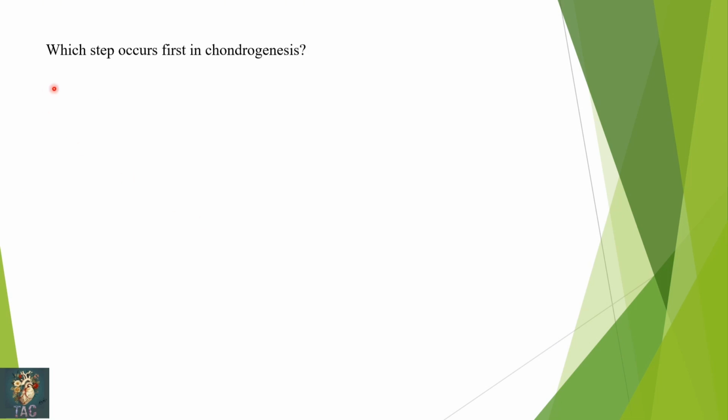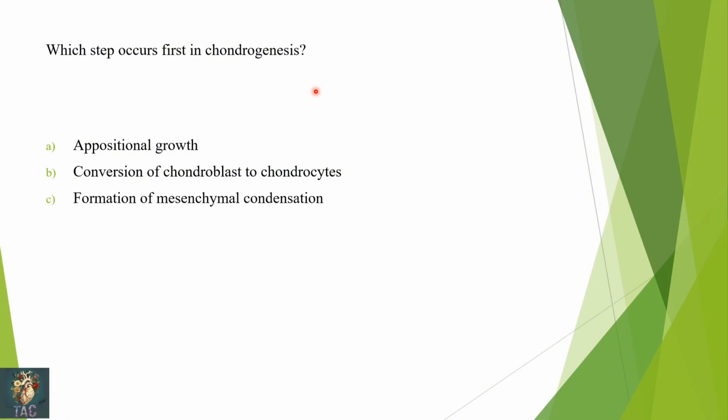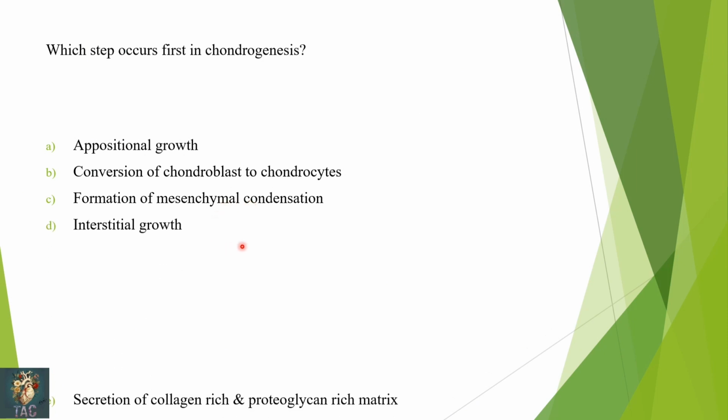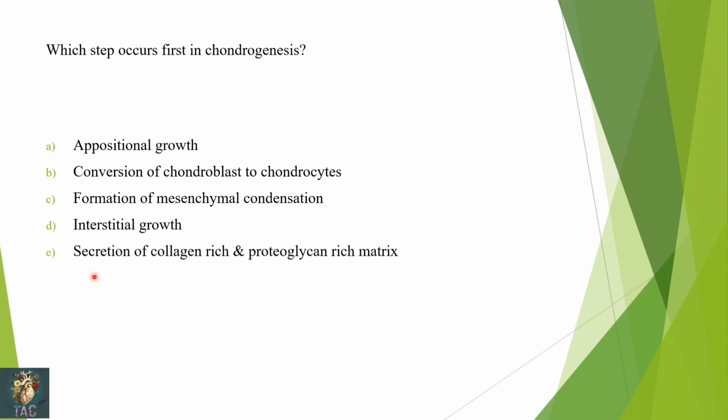Next is, which step occurs first in chondrogenesis? That is appositional growth, the conversion of the chondroblast to chondrocytes, formation of the mesenchymal condensation, interstitial growth, and secretion of collagen-rich and proteoglycan-rich matrix. So in the process of chondrogenesis, first of all, formation of mesenchymal condensation takes place, and this is the answer.